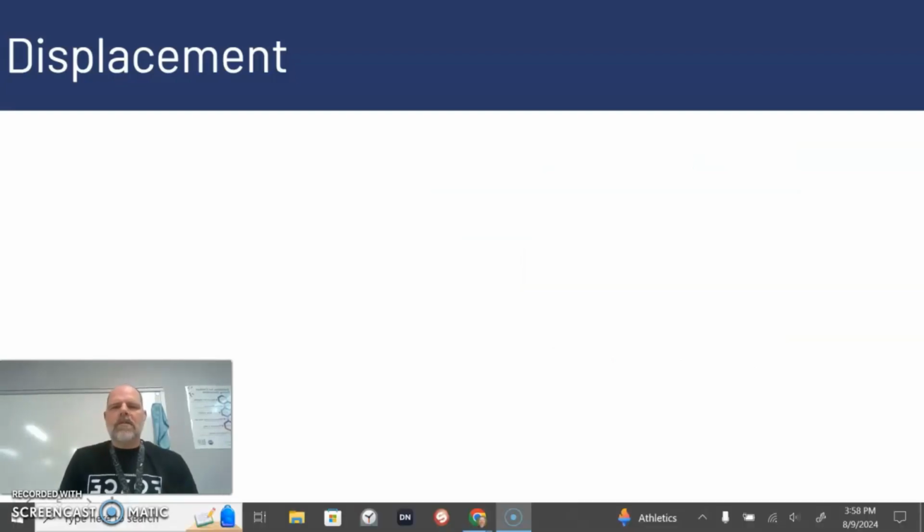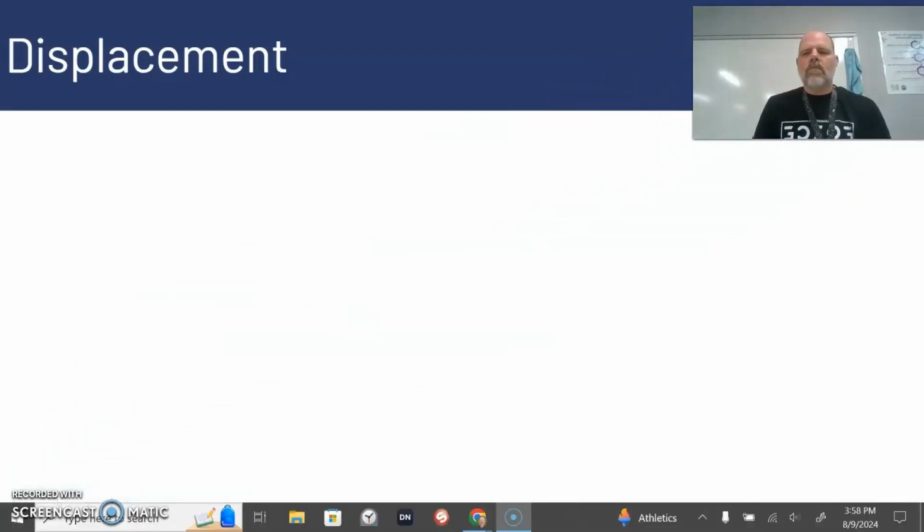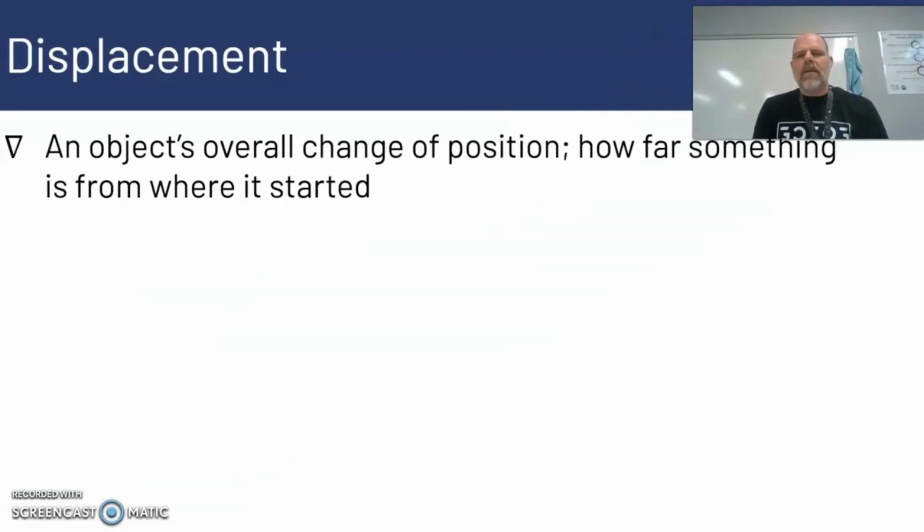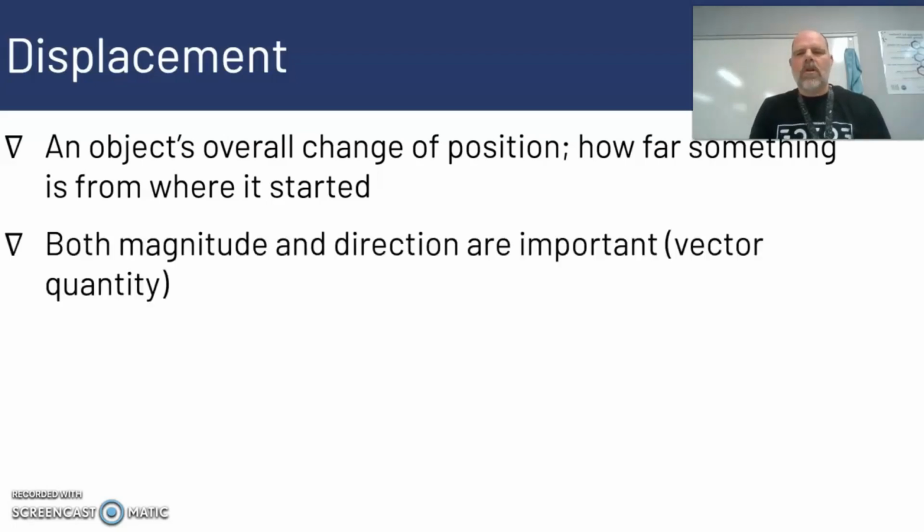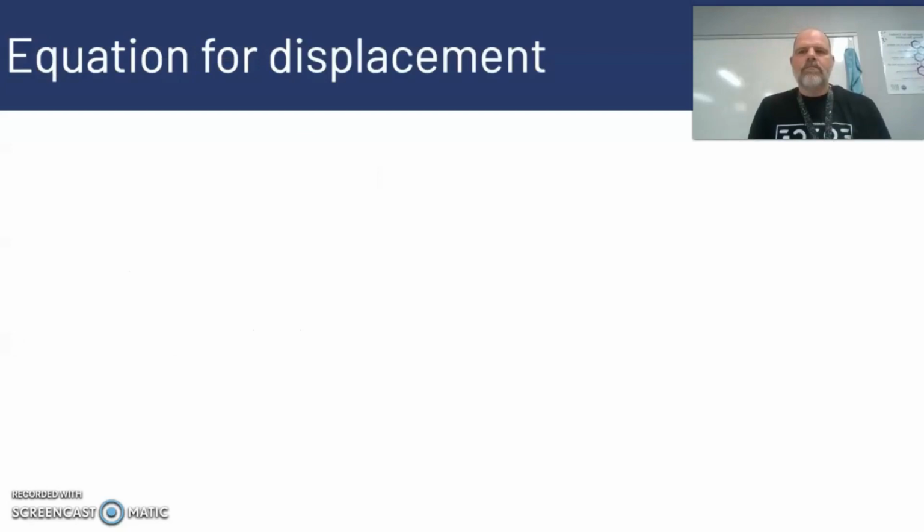So what about displacement? So displacement, on the other hand, is an object's overall change of position. So how far something is from where it started. So displacement is a vector, meaning that we need to know both the magnitude and direction. So both of those quantities are important when we're talking about displacement. And displacement is always a straight line. So we're not talking about any curved lines or anything like that. All we're talking about is the straight line distance from where you started to where you ended. And we want to know exactly the direction that you went in from where you started to where you finished.